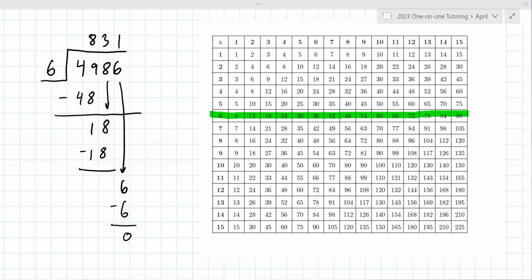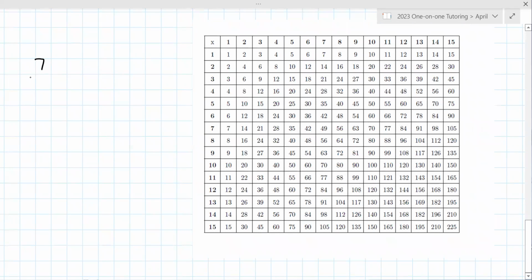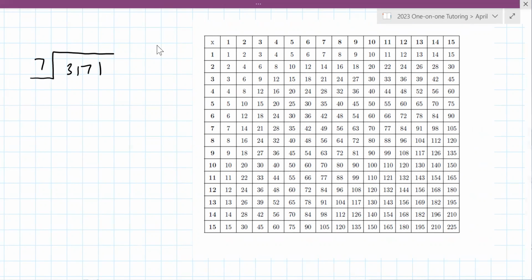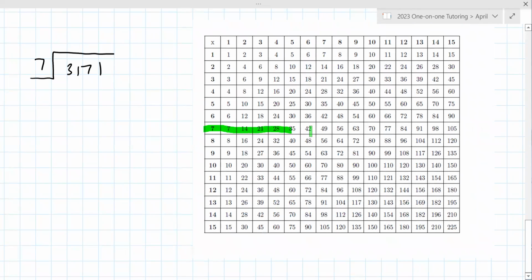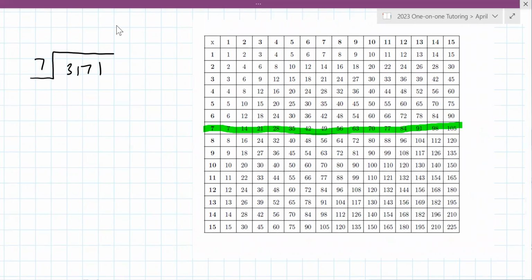Okay, let me know when you get that down. We'll do another one here. Okay, I will write it down. Okay. All right, let's go 7 into 3,171. I'll help here by highlighting that row. Okay. Go ahead and give that a try, please.